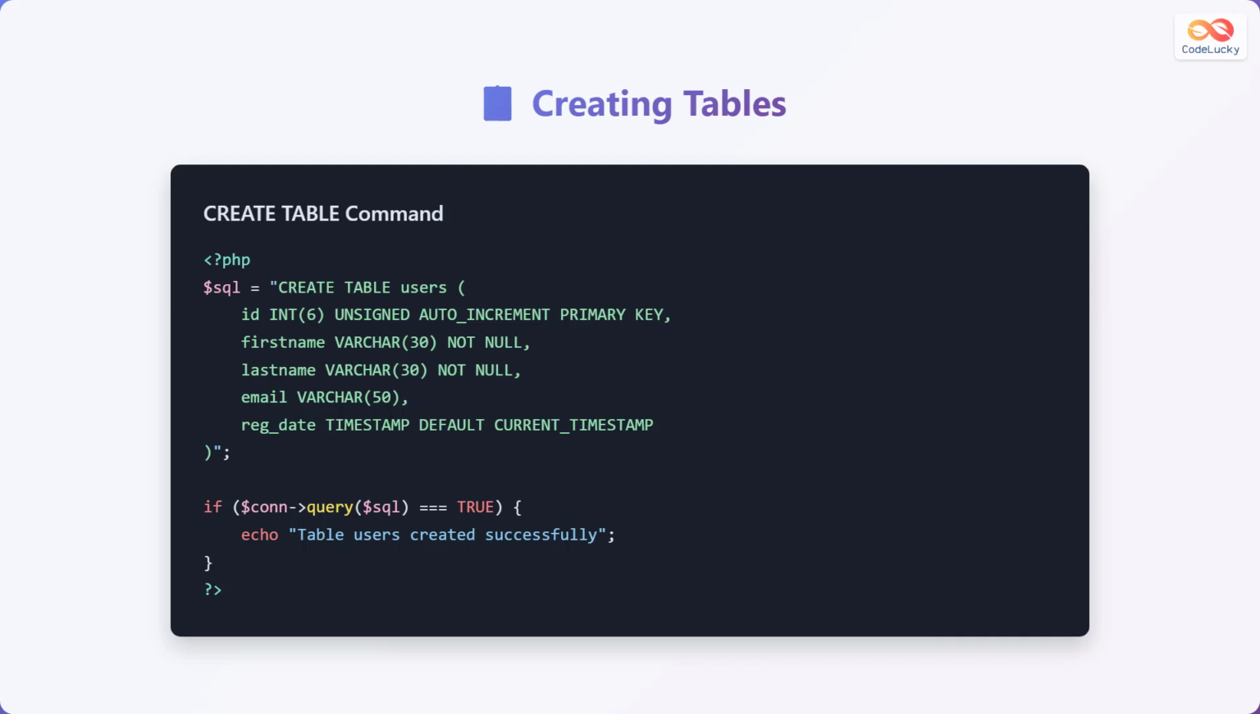and are set to NOT NULL, meaning they cannot be empty. Next, we have an email column, which is a VARCHAR with a length of 50 characters. Finally, there's a reg_date column, which is a TIMESTAMP with the default value of the current timestamp. The code then executes the SQL query using the query method. If the table is created successfully, a message is displayed. Otherwise, an error message will appear.